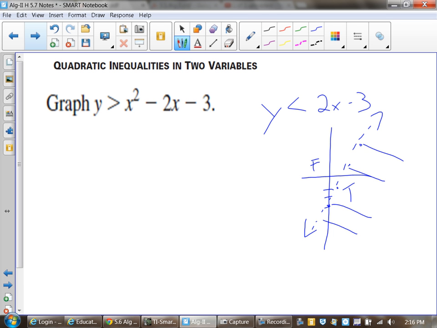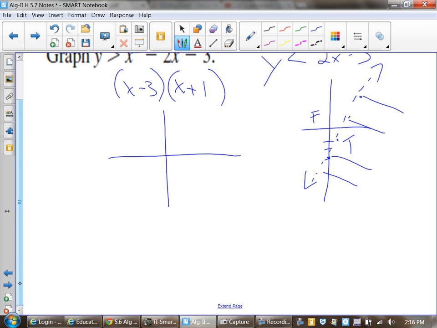In this instance here, is this factorable? What times what's -3 add together to get -2? Yeah, I could factor that as x minus 3 and x plus 1. I could factor that. That tells me if I go to rough sketch my graph, where are my zeros? 3 and -1, very good.